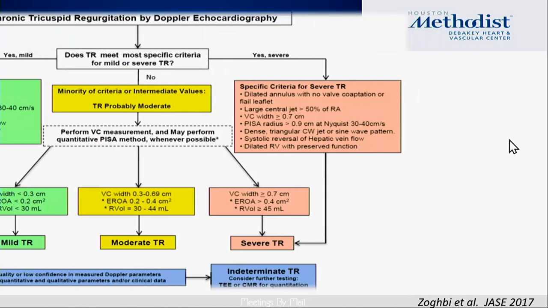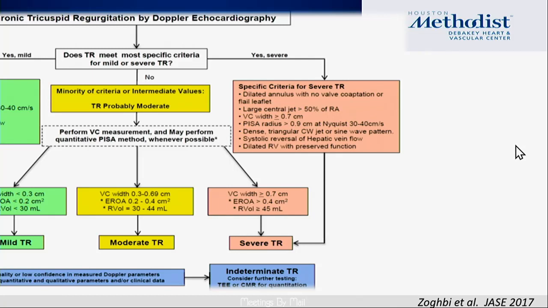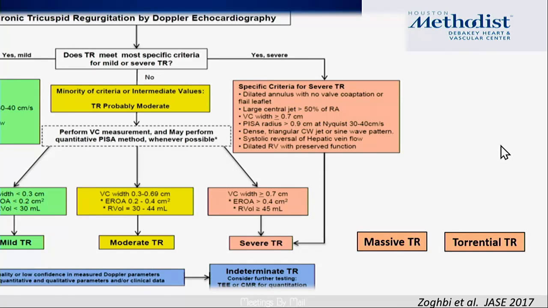But the newest thing that a lot of us are dealing with is more than severe. So we've had these other elements introduced, torrential TR, massive TR. These are falling into the lexicon. They're not quite in the guideline yet. They are in the European guideline. Some would say, why do we need these?